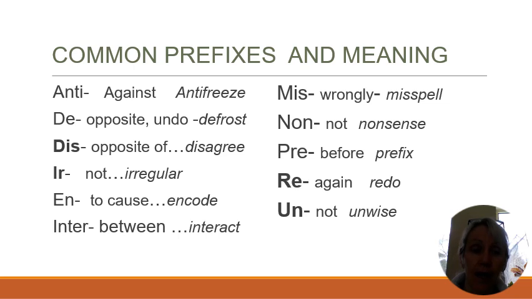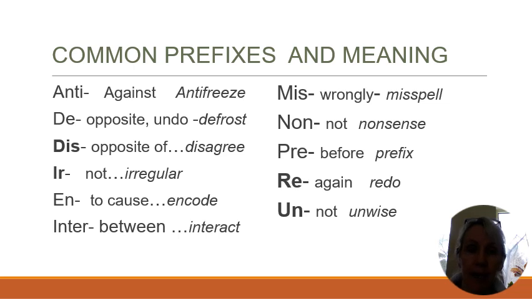Ir, not. Put that in front of the word root regular, I have irregular, not regular. En, which means cause to. Put that in front of the word code, and I have encode, a word you'll be seeing quite regularly. Inter, between. Put that in front of act, and I have interact, the process of acting between two or more people.